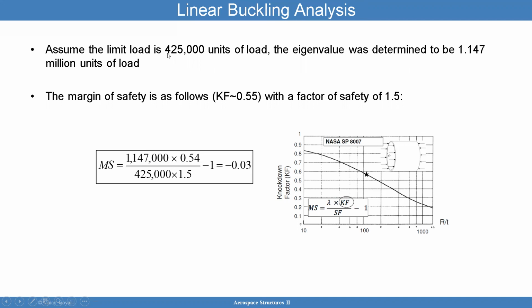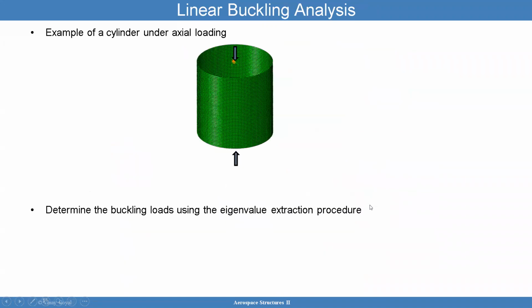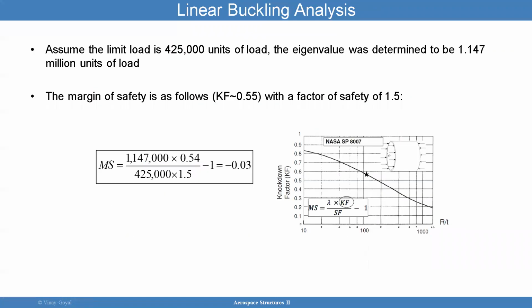So in the model, we did not apply 425,000 pounds. What was applied to the model was 1 pound, and that gave an eigenvalue of 1 million pounds that's here in the numerator. Times 0.54, which is a knockdown factor. If you look at this curve, the R over T was close to this number, 0.54, 0.55, so I'll put 0.54 there. And the factor of safety is 1.5.